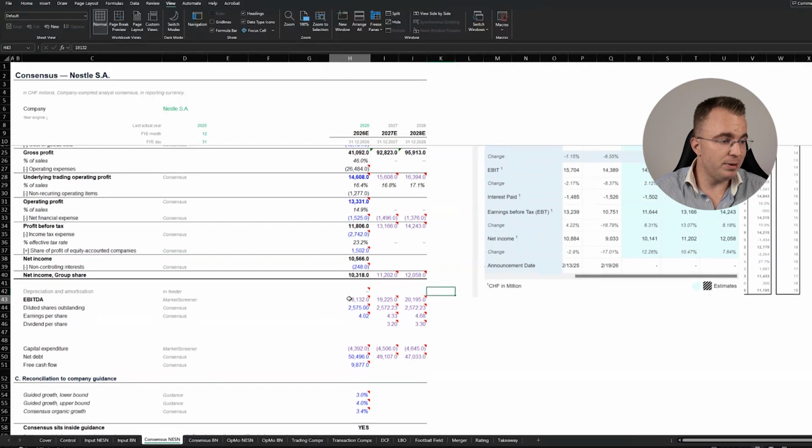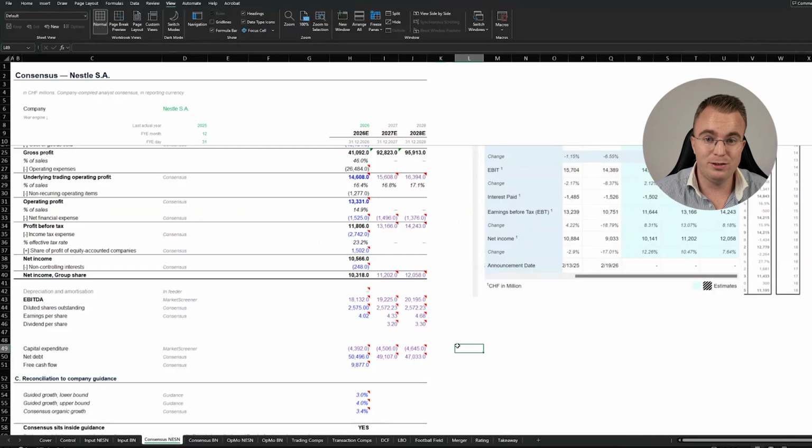Same goes here for the EBITDA. We don't have a forecast for the D&A, but we can then back solve it by taking the difference again of the trading profit and the EBITDA. And these remaining items, which are important down the line for our other analysis that are to come.